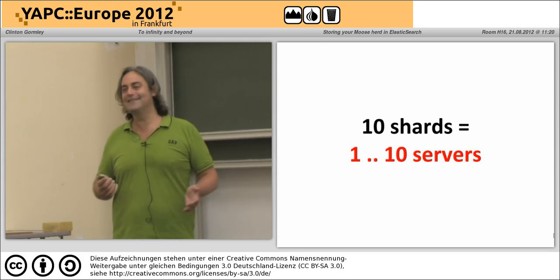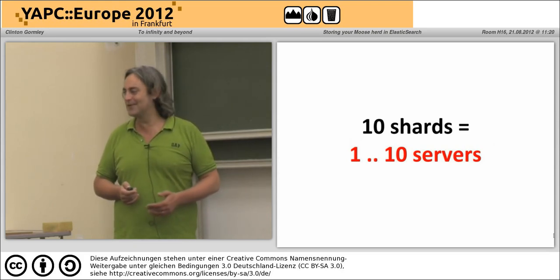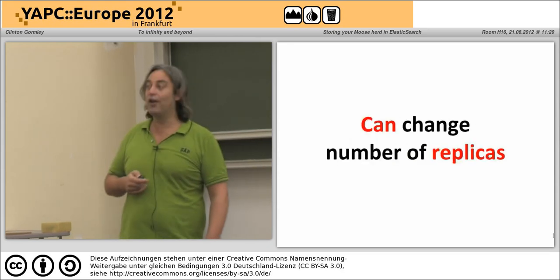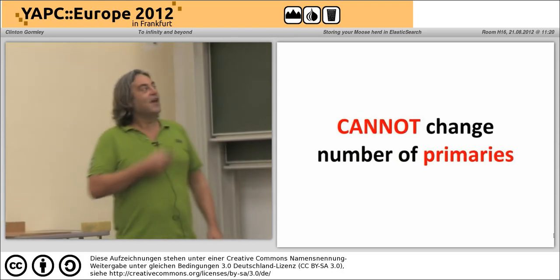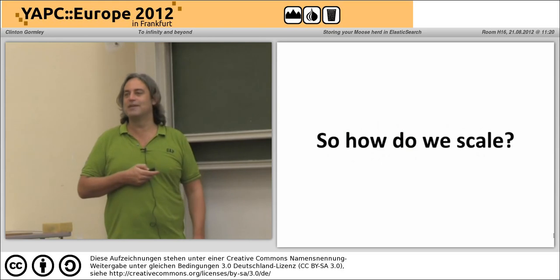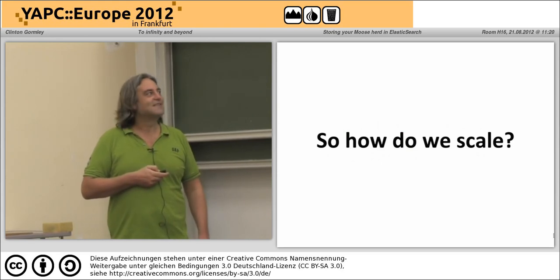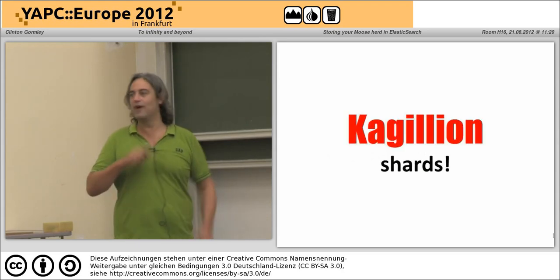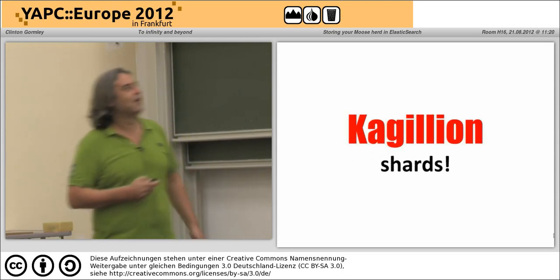Now, 10 servers of data is quite a lot, but there are obviously websites that are a lot bigger than that. You can change the number of replicas, but you can't change the number of primaries. So the question is, how do we scale? How do we future-proof our application?